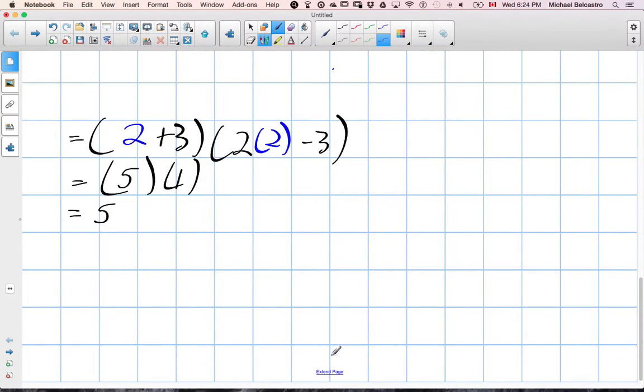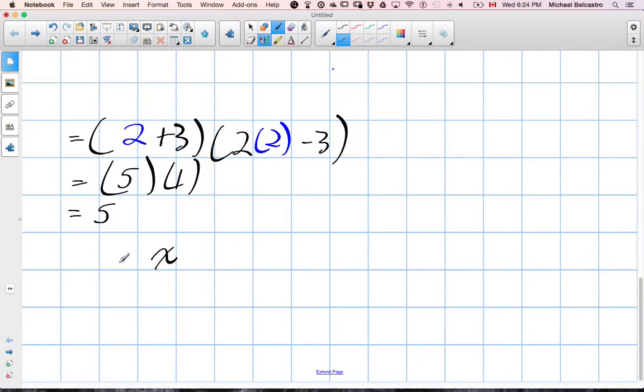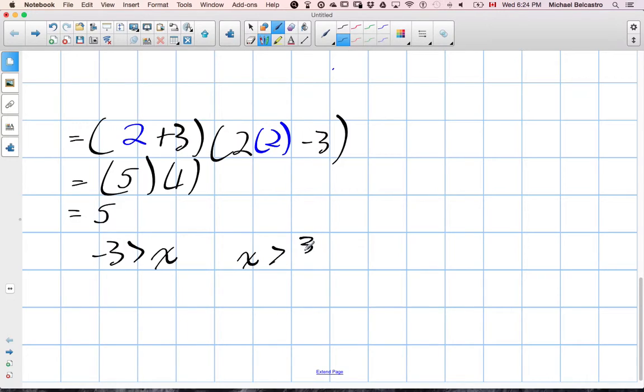So our answer to this would be when x is less than negative 3, or when x is greater than 3 over 2. We don't include the interval in between because that's when it's negative. You can write it as a sentence. Therefore, when x is less than negative 3 or x is greater than 3 over 2, the function is positive, you could say. However your teacher wants you to write your answer is up to your discretion.